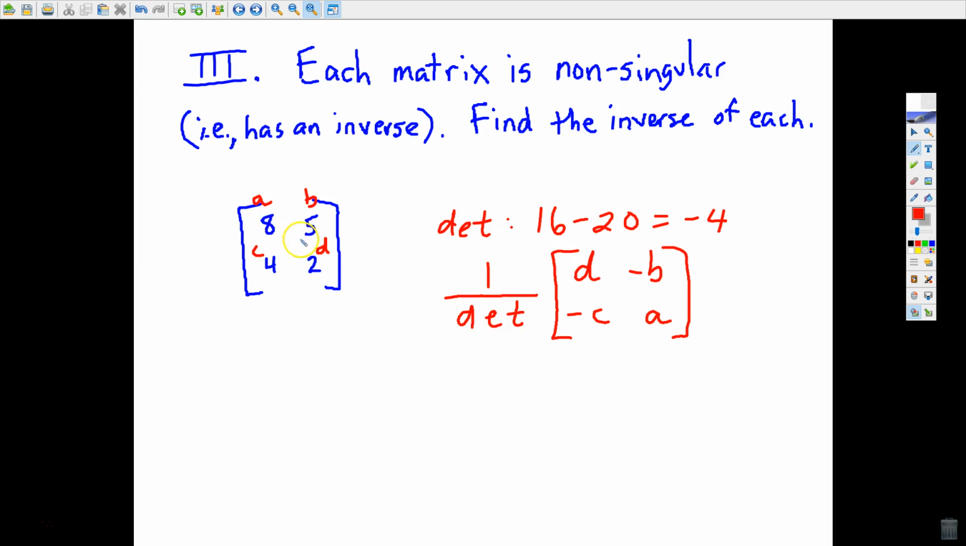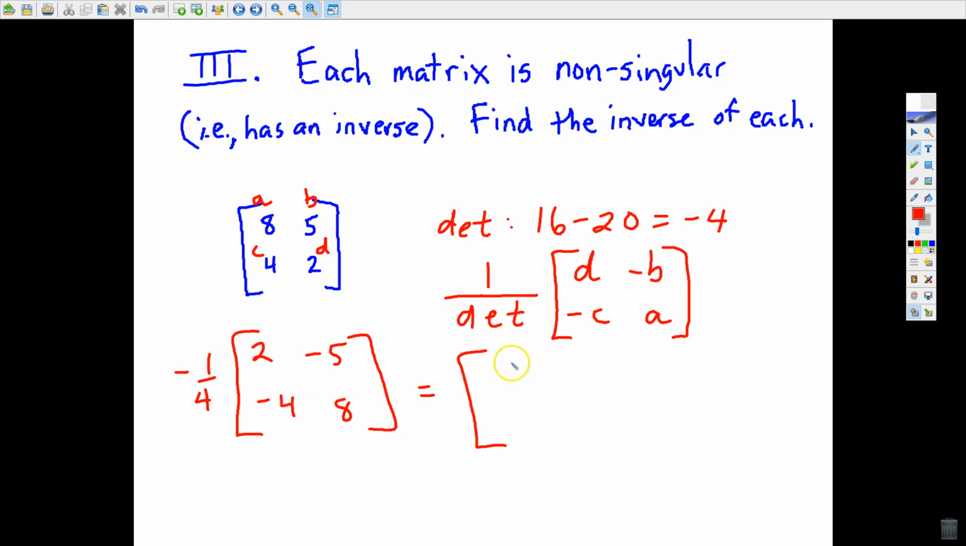So let's do that with this example. We've already found the determinant, so I'm going to multiply by negative 1/4. Just put the determinant down below the 1. And I'm going to switch places with the 8 and the 2. And then I'm going to change the signs of the other two elements. Now I'm going to do scalar multiplication, negative 1/4 times every number, or dividing by negative 4, same thing. So 2 times negative 1/4 is negative 1/2. This would be positive 5/4. This would be positive 1, and this would be negative 2.